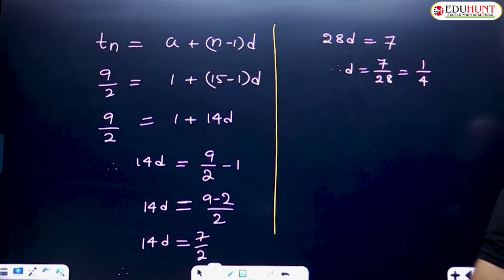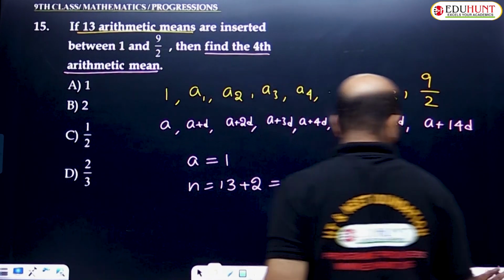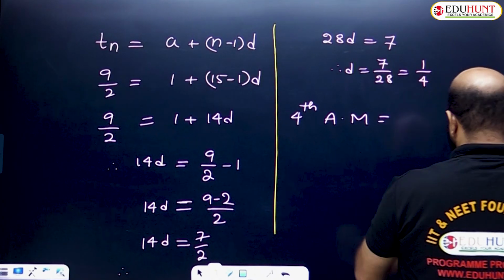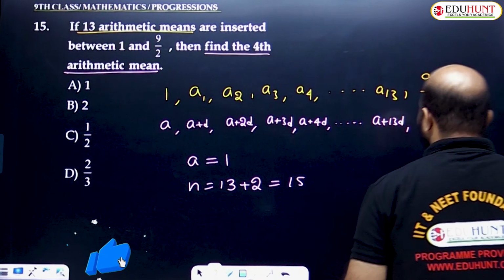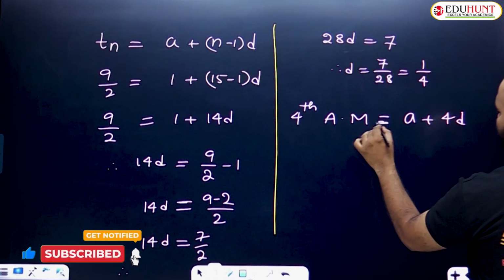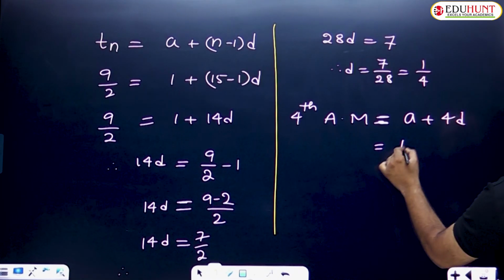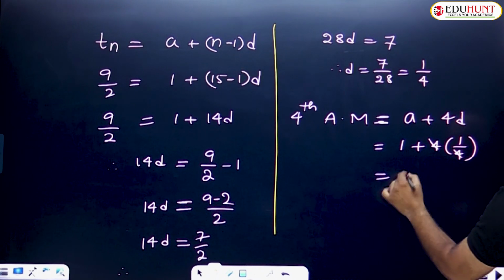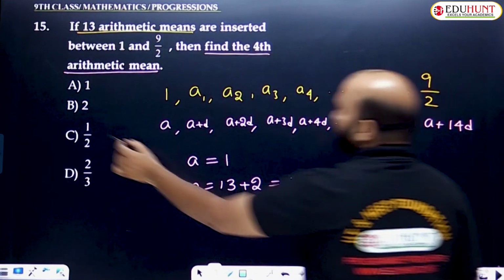But what is the question asking? Clearly we need to understand: find the fourth arithmetic mean, the fourth AM value. This is our first AM, this is the second AM, third AM, fourth AM, nothing but A plus 4D. A plus 4D is asked at the end. The A value obtained from the series is 1. So 1 plus 4 into D, the common difference, 1 by 4. The 4s cancel, so the answer is 1 plus 1 equals 2. So the 4th AM equals 2. That is the required answer. Option B is the right answer.